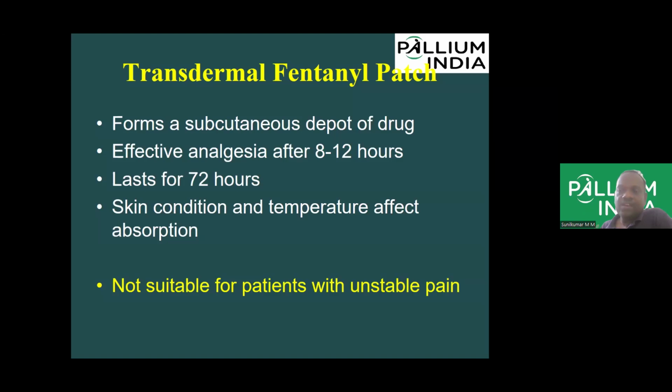First find out the dose of opioid required for that patient by using short-acting opioids like immediate-release morphine. Once you find out the stable dose, then you can convert it into a fentanyl patch if required. But you understand that fentanyl is 100 times costlier than morphine.